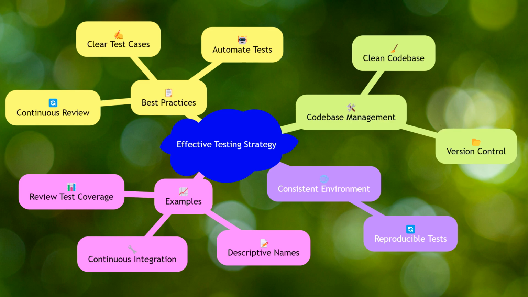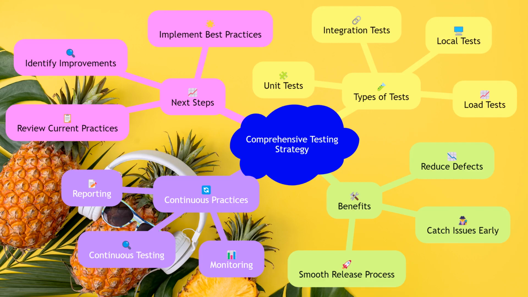reviewing test coverage. In conclusion, a comprehensive testing strategy is essential for ensuring the quality and reliability of software in a DevOps environment. By implementing local tests, unit tests, integration tests, and load tests, teams can catch issues early, reduce the risk of defects, and ensure a smooth and reliable release process. Continuous testing, monitoring, and reporting are also crucial components of an effective testing strategy.